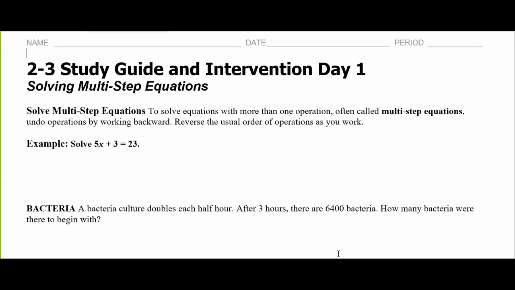So for example, in that warm up, we have 5x plus 3 equals 23. Our steps backwards would tell me we're going to get rid of addition first. We get rid of it by subtracting from the other side, so we're going to subtract 3 from both sides. That leaves you with 5x equals 20. Then we want to get rid of multiplication. The opposite operation to multiplication is division, so we're going to divide both sides by 5. And we get x equals 4.